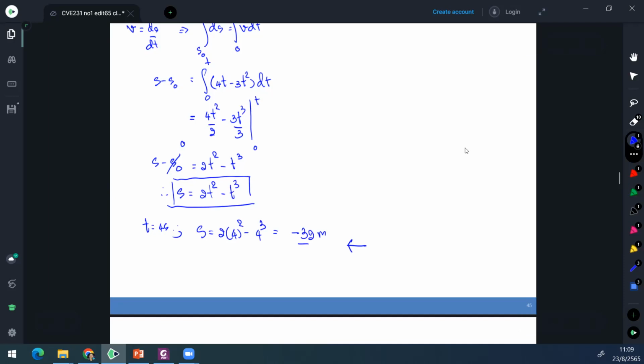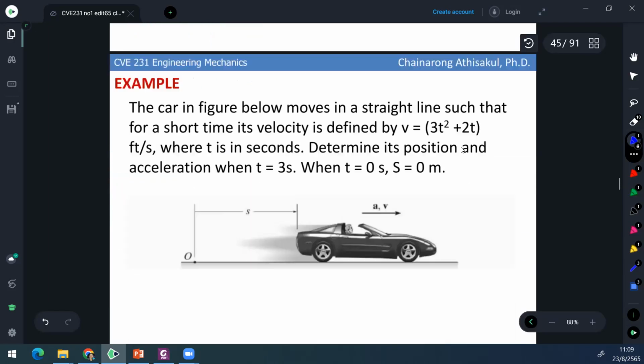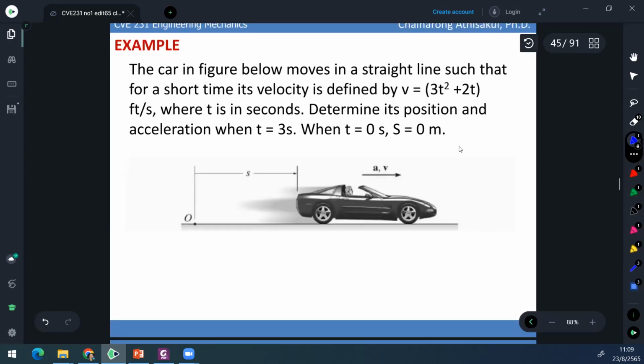Then we move to the next example. The next example is a car, as shown in the figure, moving in a straight line such that for a short time its velocity is defined by the function t squared plus 2t. We would like to determine the position and acceleration when time equal to 3 seconds.